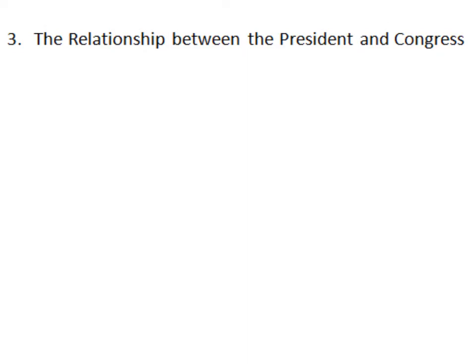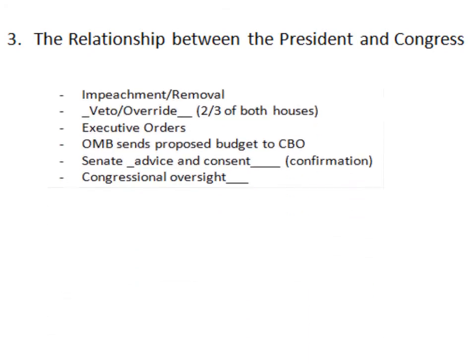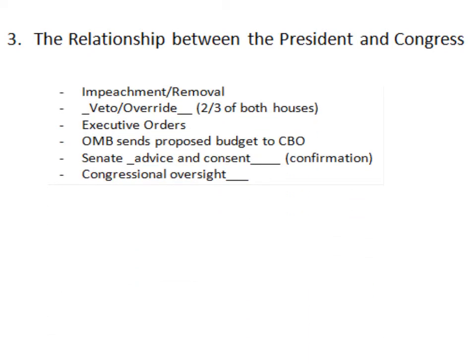Number 3, we'll look at the balance in the relationship between the President and the Congress, which is a key piece of checks and balances in our Constitution. There are several things built into the Constitution to try to create balance between the executive and legislative branches. They include the impeachment and removal process, the veto and veto override process, the President's ability to use executive orders, the fact that the Office of Management and Budget has to send a proposed budget to the Congressional Budget Office for studying, the Senate's advice and consent or confirmation power over all federal appointments, and the use of legislative oversight over the executive branch.